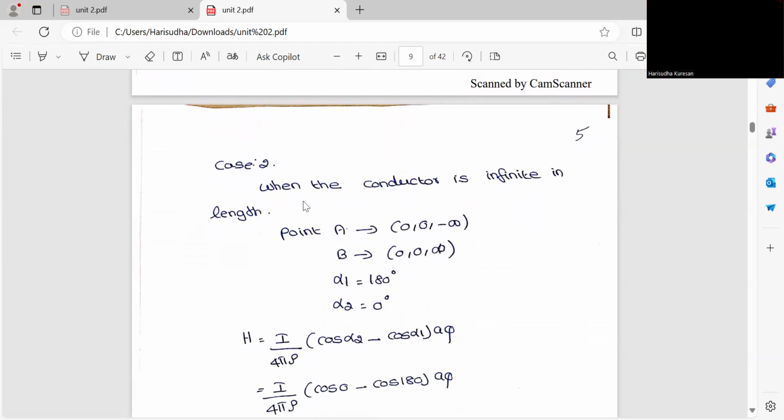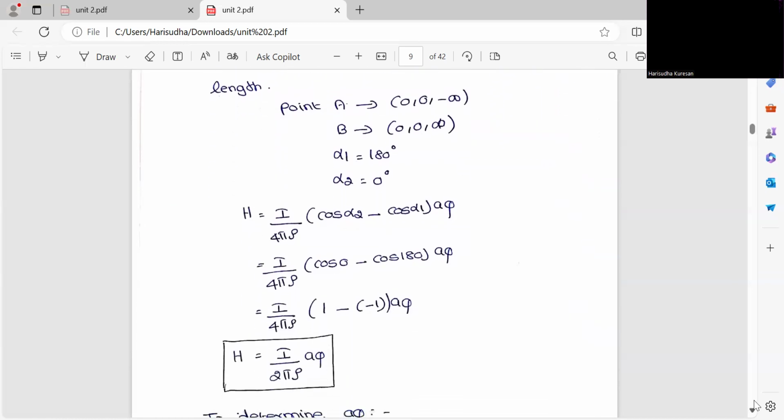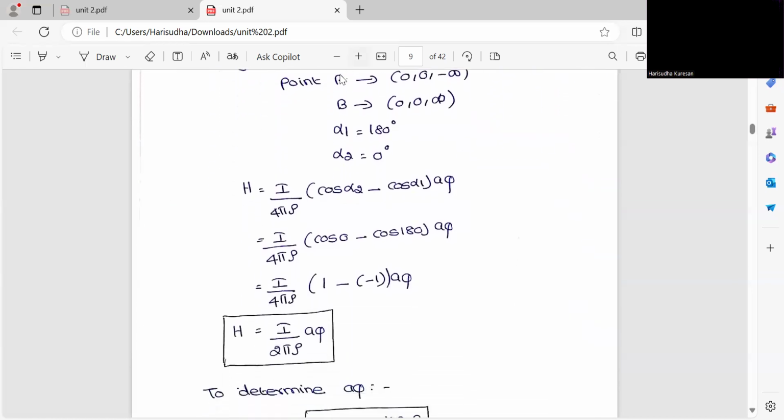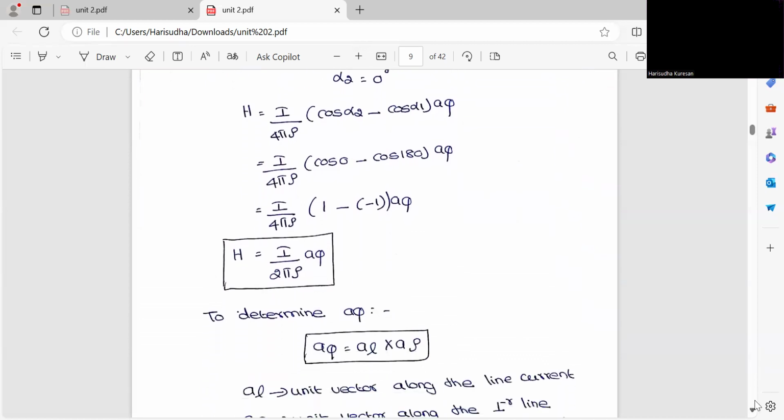The same way, we have another case when the conductor is infinite in length, where the two points A and B are one at plus infinity and the other at minus infinity. Then what will be your magnetic field? The point A will be 0, 0, minus infinity and the point B will be 0, 0, infinity. Therefore, your alpha 1 will be equal to 180 degrees and alpha 2 will be equal to 0 degrees. You just substitute these alpha 1 and alpha 2 values in the magnetic field intensity equation. Therefore, you'll get the answer H equal to I divided by 2 pi rho a phi.